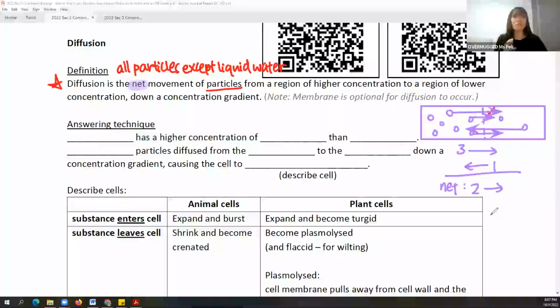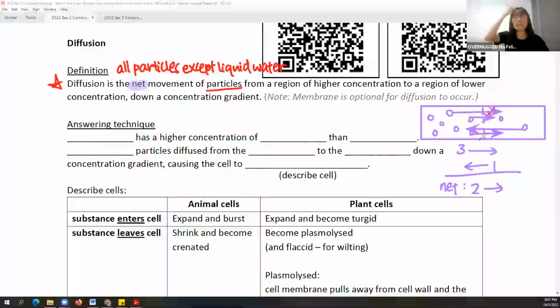You need to know that particles don't have eyes, right? Particles also don't have brain. How do they know which direction they are moving? Based on what you learn in chemistry, in kinetic particle theory, particles are constantly moving in random motion, right? So it is possible that the random motion can be in the opposite direction.